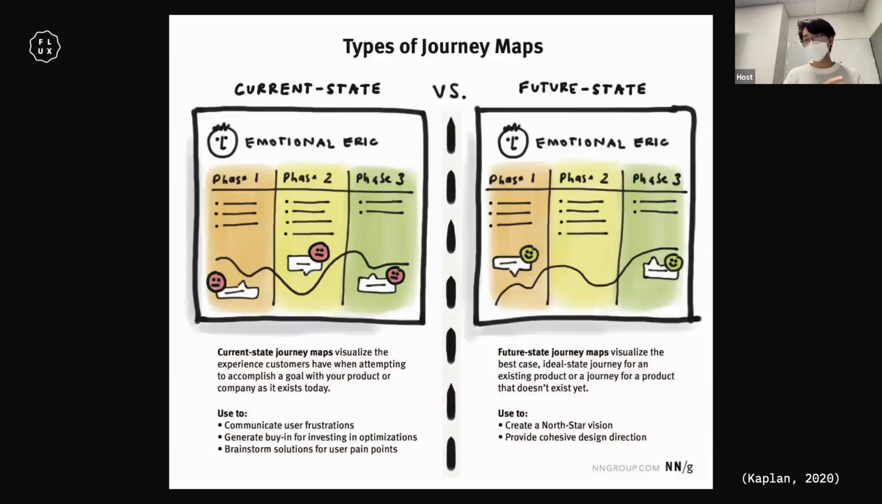Journey map also has two main versions. One is the current state and one is the future state. There are a lot more variations of journey maps, like the service blueprint and different stuff that I'm not going to go into. You can look into that if you're interested in it.